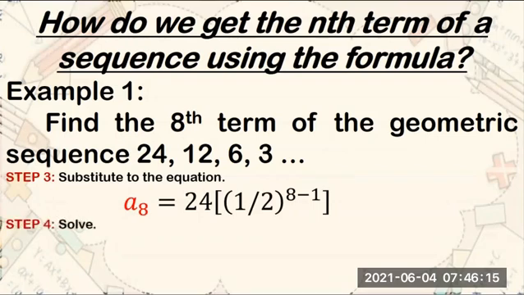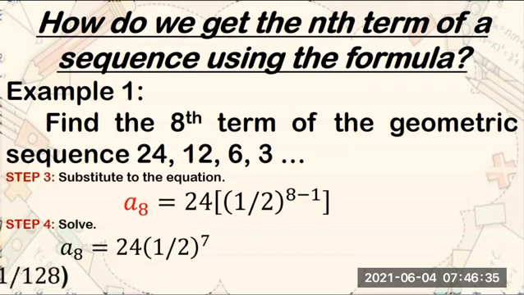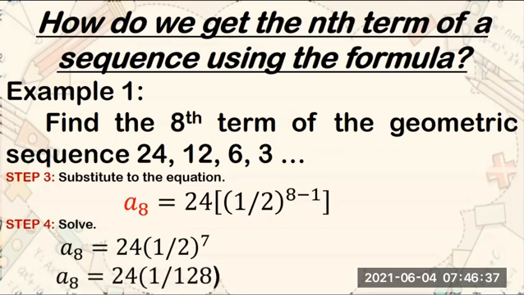And for our last step, step number 4, we are going to solve yung nakuha nating equation sa step number 3. So a sub 8 is equal to 24 times, unahin natin i-simplify yung exponent. So 8 minus 1 is 7. Then, after po noon, we are going to simplify naman yung exponent. So 1/2 raised to 7. Pwedeng mano-mano siyang gawin or you can use your calculator to find 1/2 raised to 7.